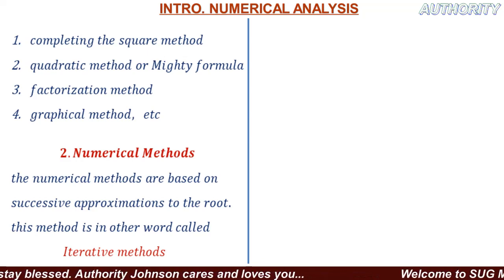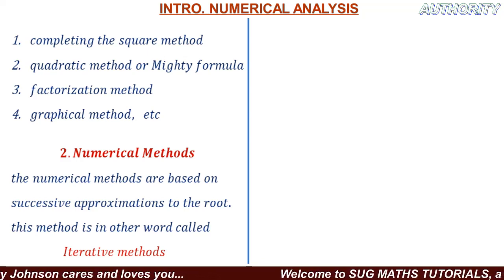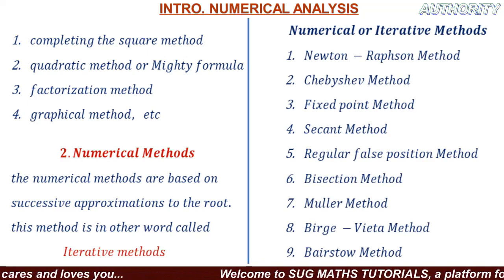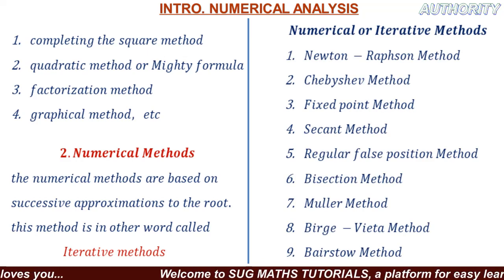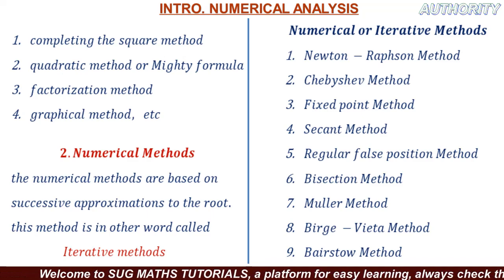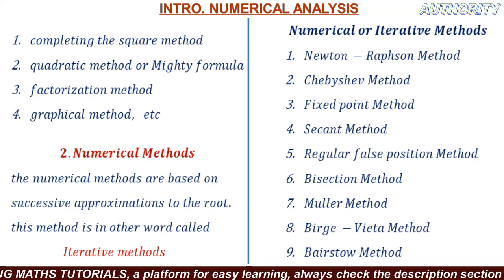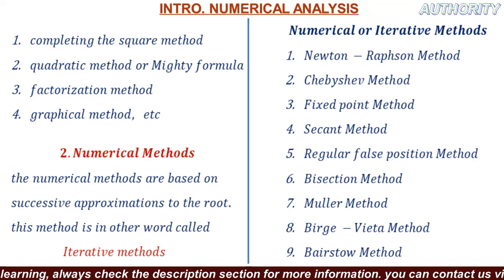To the root. Now under numerical or iterative methods, there are different other methods. Number one, we have what we call the Newton-Raphson method, which is an example or a type of numerical or iterative method. We have the Chebyshev method. We have the fixed point method. We have the secant method. We have the regula falsi method. We have the bisection method or Bolzano method. We have Muller method. We have Bairstow method, and what have you. So these are the examples of numerical or iterative methods.